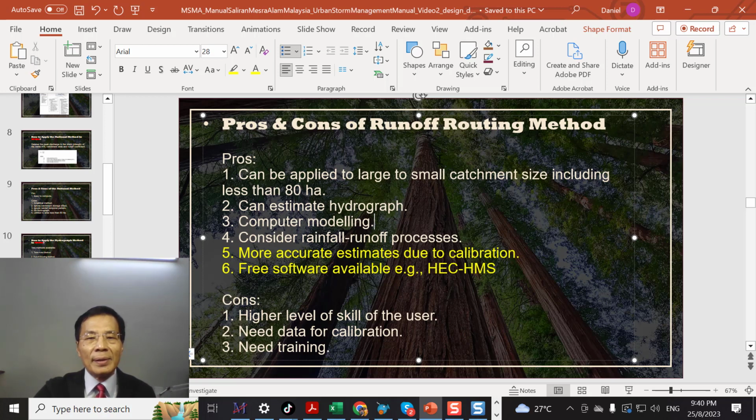So I can say that the runoff routing method is very accurate and is a method of analysis. It's not just a method for design, but because it has a very high level of accuracy, it can be used for analysis purpose. Means if you put in the actual storm, you can determine the actual flood level.